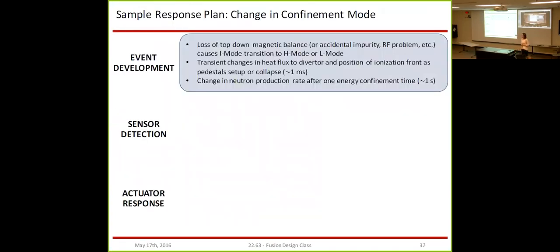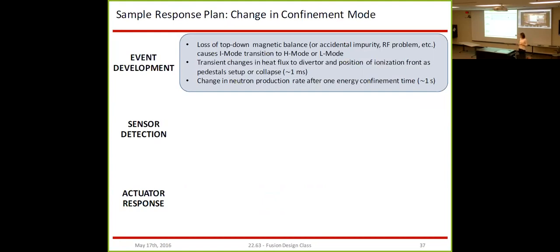All right, so we've now laid out for you our set of sensors on ARC, and these sensors are, of course, designed to respond to certain events that could happen in your plasma. So I'm going to take you through one of these events as an example of how our sensing system would work. In particular, we're going to look at a change in confinement mode. ARC is supposed to operate in I mode, but you could imagine that you lose the I mode.